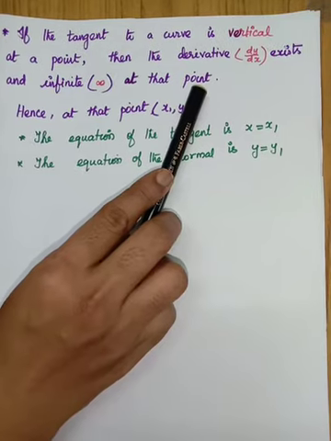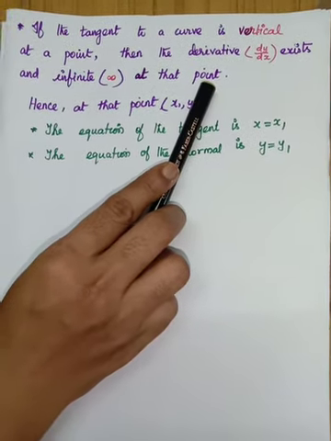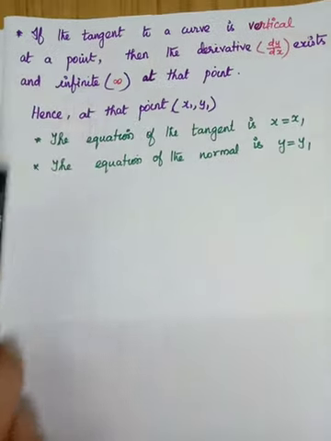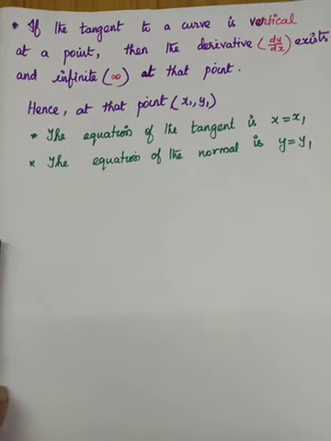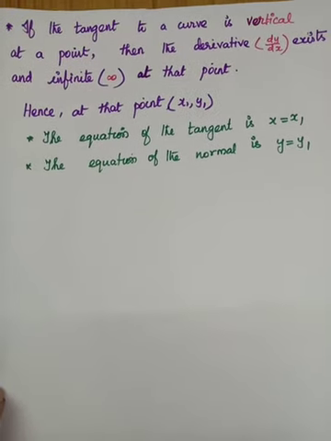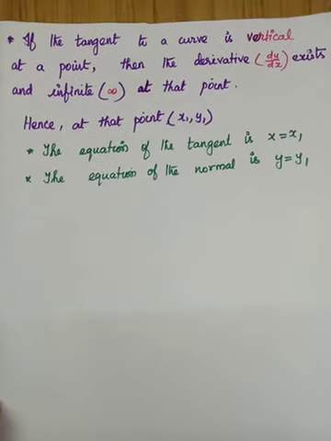You see now, the tangent is vertical at a point means the angle made by the tangent with the x-axis is 90 degrees. So m is equal to tan 90 degrees.